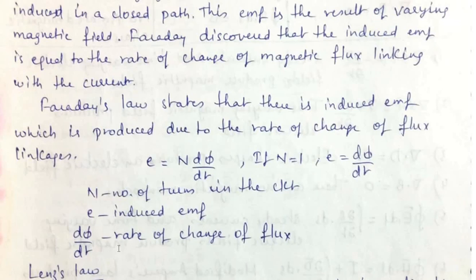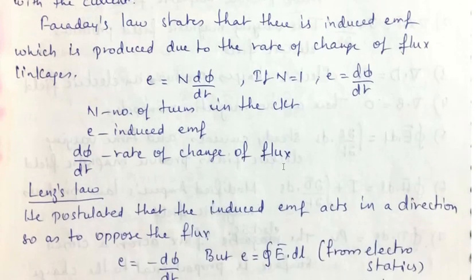d phi by dt is the rate of change of flux. So in the same equation, if there is only a single turn, if N is equal to 1, then this equation can be written as E is equal to d phi by dt. So this is Faraday's law. Then we have Lenz's law.